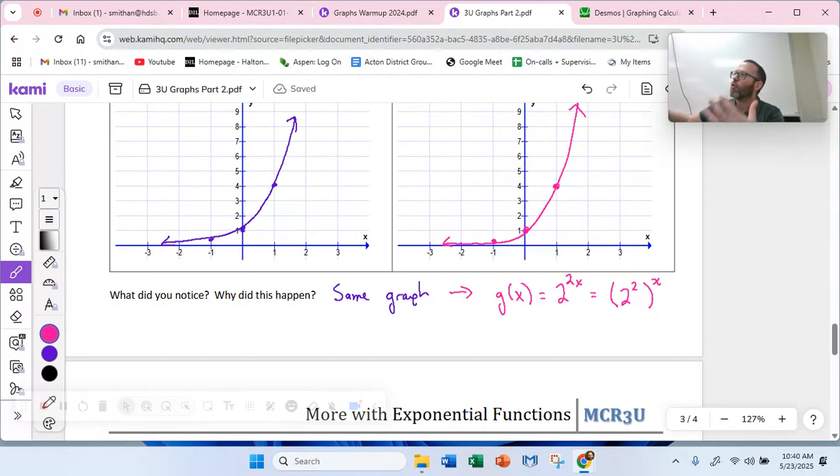And now we're doing 2 times 2. 2 times 2, or 2 squared, is equal to 4. We showed that these two graphs are the same graph, just by using the rules you already know. You guys convinced? Same graph, right?